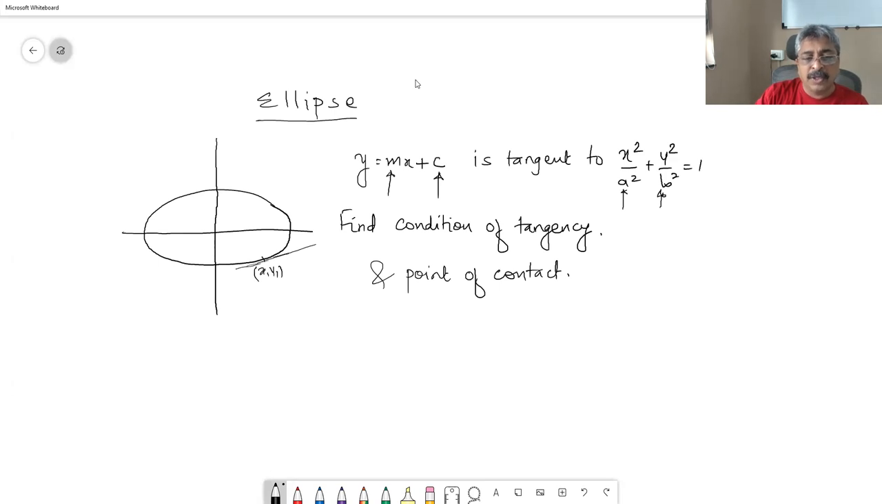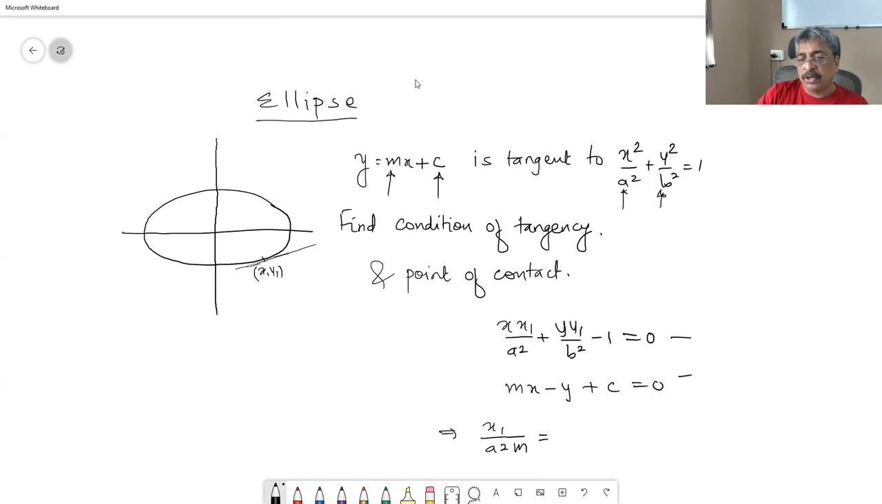Let x1, y1 belong to the ellipse and we draw a tangent at that point, then our equation of tangent is x x1 upon a square plus y y1 upon b square minus 1 is equal to 0. Correct? And if we write the equation mx minus y plus c is equal to 0, and both of them should be tangents, then both of them should be the same geometric line having two different algebraic expressions, and hence their coefficients must be proportional. Therefore, x1 upon a square upon m should be equal to y1 upon b square upon minus 1, is equal to minus 1 upon c. Good. Directly we got the point of contact.